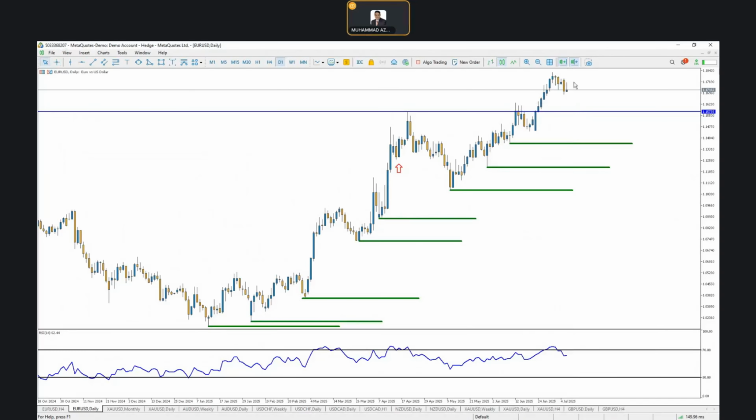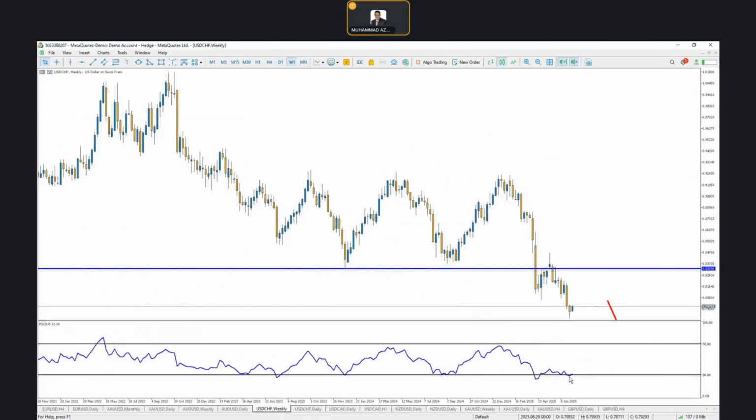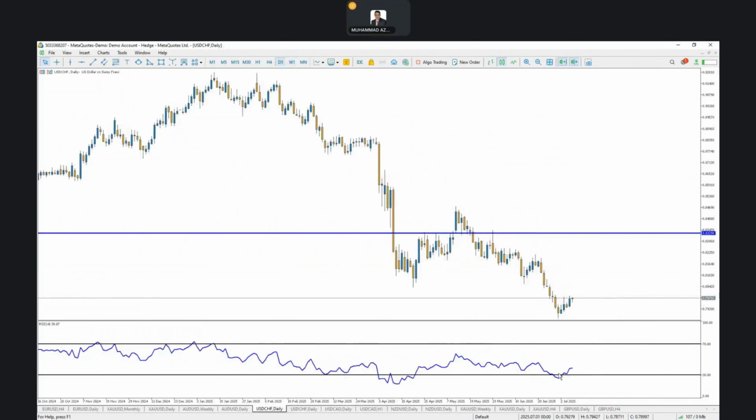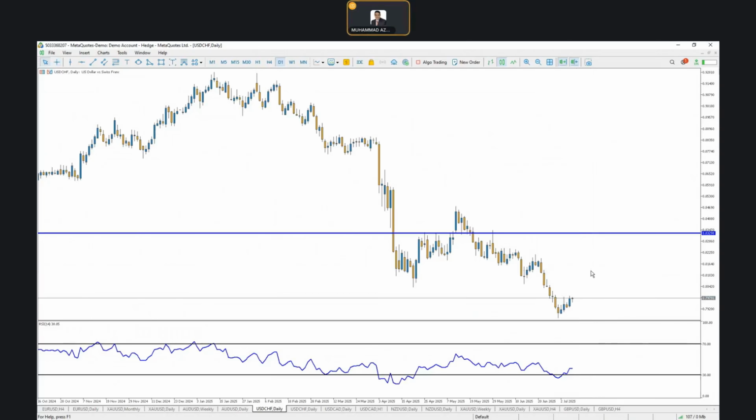Regarding the US dollar Swiss franc currency pair, if you apply the RSI, it is oversold in weekly time frame as well as in daily time frame. So I expect USD Swiss franc to rise up from current levels.